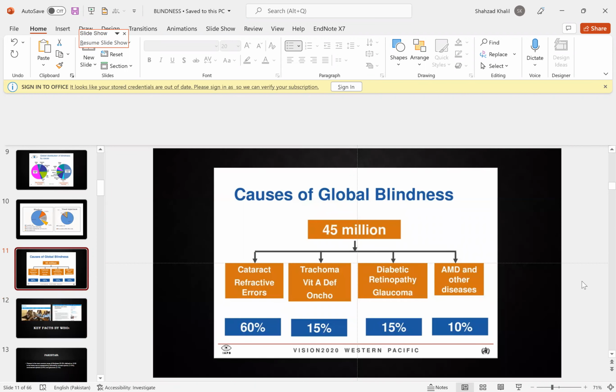If we see the causes of global blindness, there are 45 million, in which 60% is cataract and refractive errors. 15% is trachoma, vitamin A deficiency, and onchocerciasis. 15% is diabetic retinopathy and glaucoma, and age-related macular degeneration and other causes lead to 10% of the total cause of global blindness.